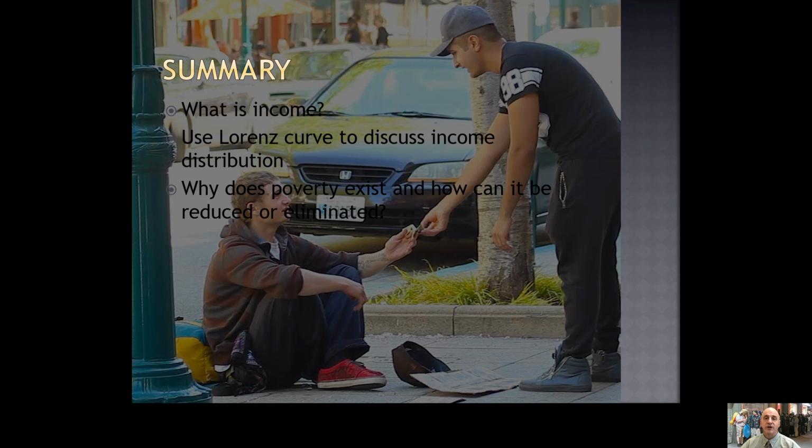So out of this chapter, please make sure that you can identify what income actually is and how it's distributed. And we look at that using the Lorenz curve. And then we'll look at various ways to eliminate or reduce levels of poverty in order to try to assist those who are not receiving as much income as other people.